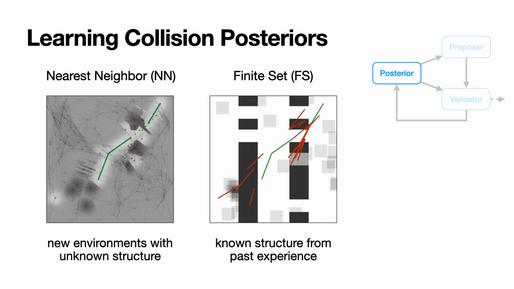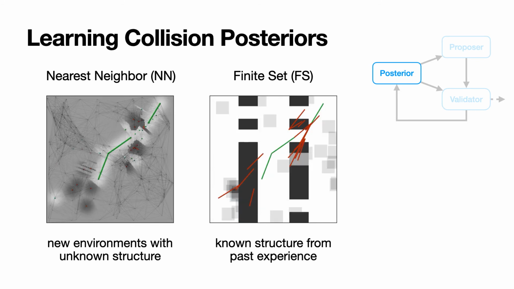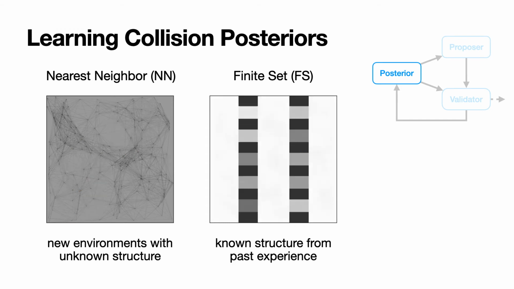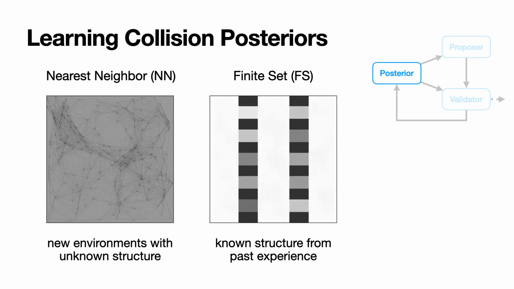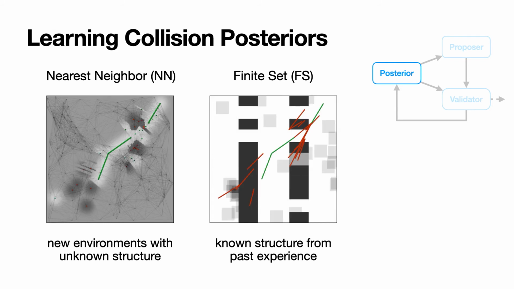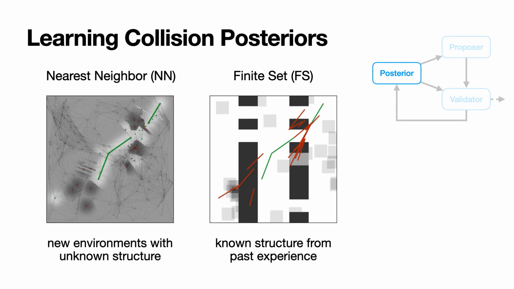In our experiments, we've considered two possible posterior models. On the left, we compute collision probabilities on the configuration level using a nearest neighbor model. The intuition is that nearby configurations are likely to have the same collision status. This is a very mild assumption, which can be used in new environments where the world structure is unknown.